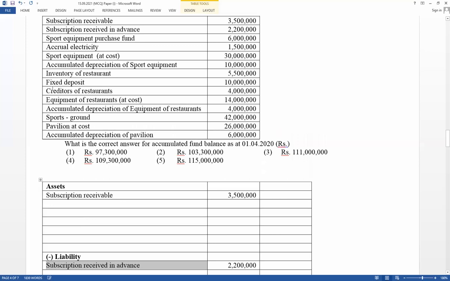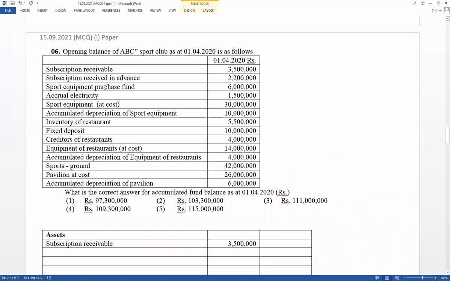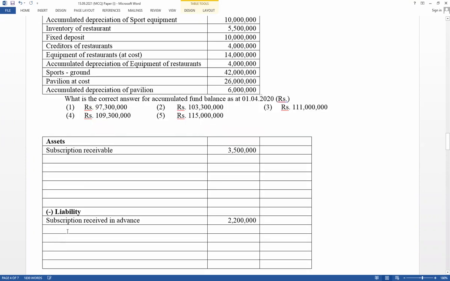The next one is the sport equipment purchase fund. A fund is an equity. Equity also should be recorded on the liability side. Assets equal equity plus liability. The sport equipment purchase fund is a part of equity. It should be included under the liability side. Equity and liability are on the same side.